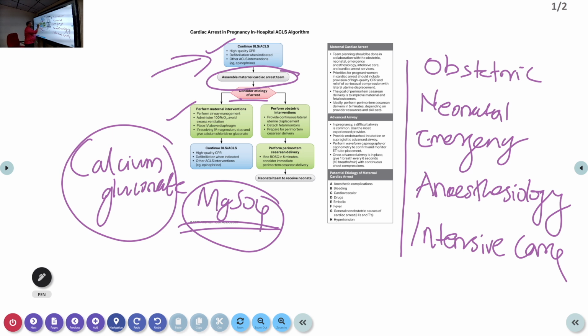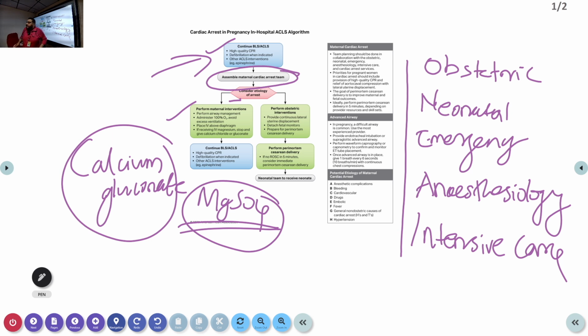These are general interventions that we do for all patients, right? We will administer oxygen, continue ventilation, put in an IV line, but there are certain changes you need to make in a maternal cardiac arrest. The next important thing is to perform some obstetric interventions. The most important one that I told is to provide continuous lateral uterine displacement. What is that? You have to displace the uterus laterally so that the pressure over the vena cava is released. That is very, very important.